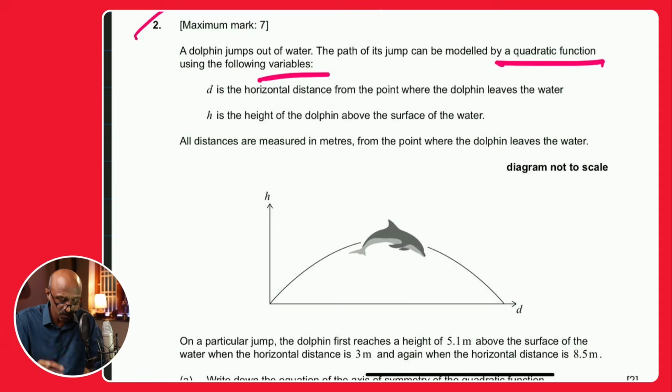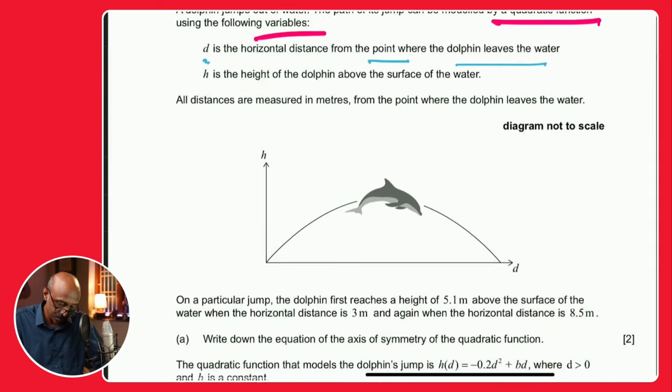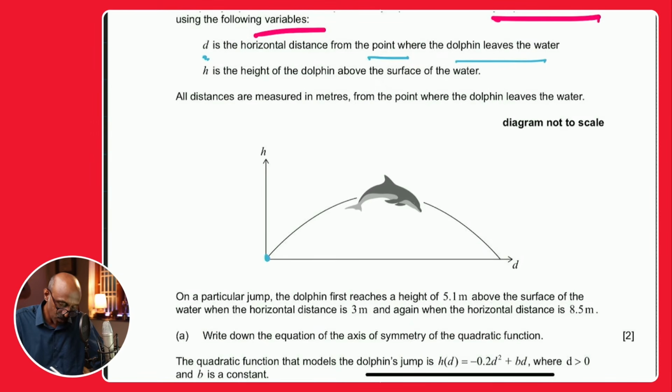If you're an HL student, of course, these things matter, especially in paper 3. Not that it doesn't matter in paper 1. So follow the variables as given in the question. d is the horizontal distance from the point where the dolphin leaves the water. So that's the dolphin. d is the horizontal distance, as they have labeled that, no longer the x-axis. h is the height of the dolphin above the surface of the water. So the axis which we often refer to as the y-axis is represented as h.